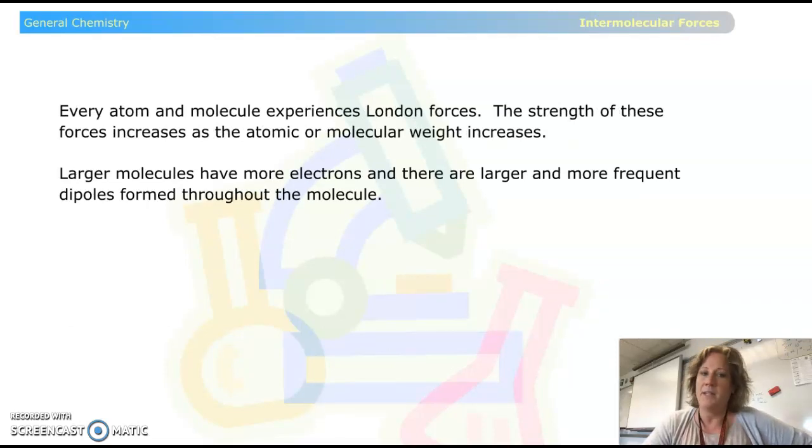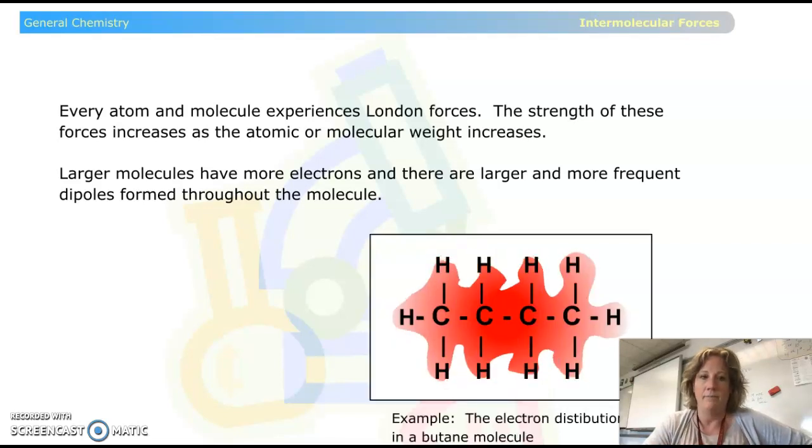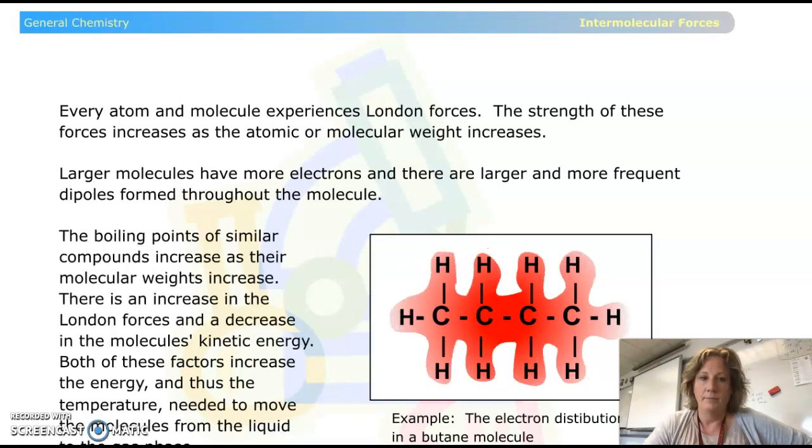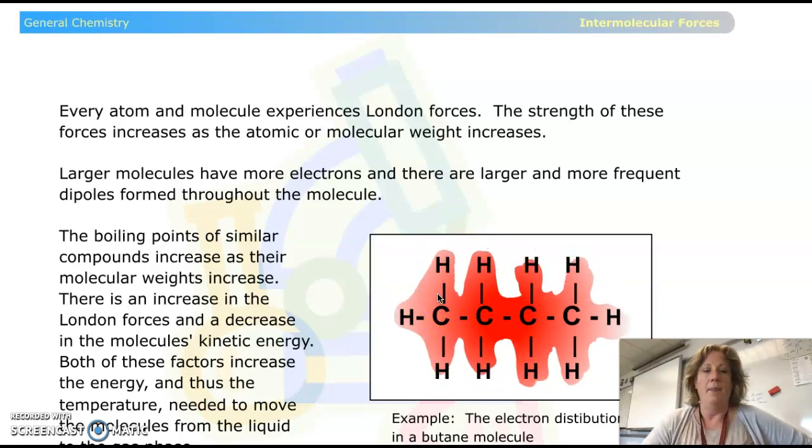Every molecule has London dispersion forces because every molecule has electrons that can move. And the bigger the molecule, the more electrons, the stronger these are. So the boiling points of something that has a stronger intermolecular attraction, which could be London dispersion, are going to be higher because they're more attracted to one another. So it takes more energy to get them to go from liquid to gas.